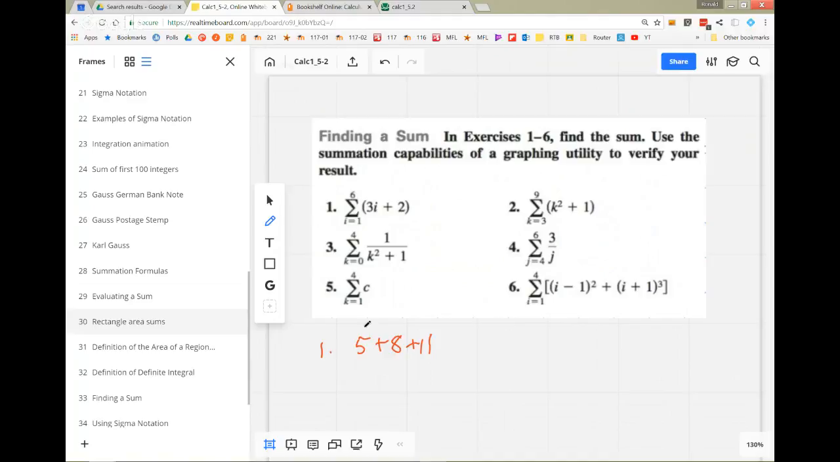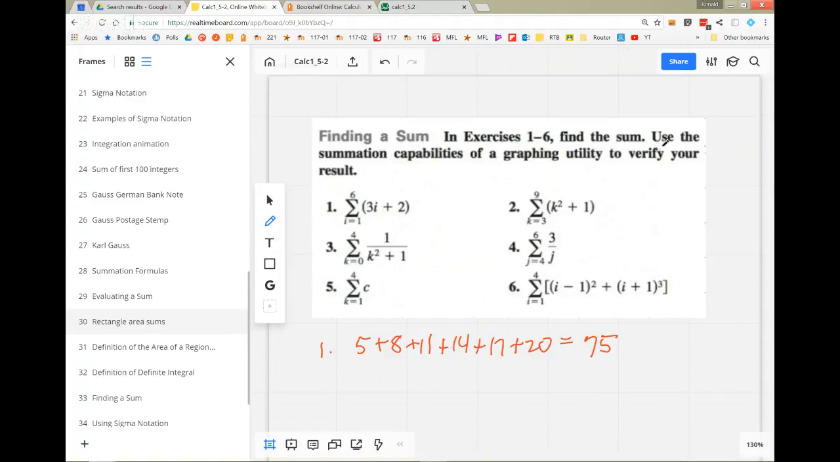You can see this is going up by 3 each time, right? So we got 14, 17, 20. So let's just do 6: 3 times 6 is 18, plus 2 is 20. Okay, let's add those up. 13, 24, 38, 55, 75 is the answer.